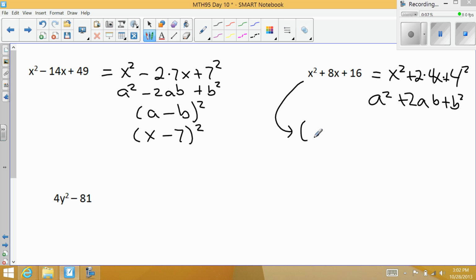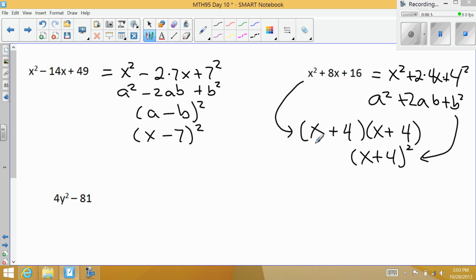Looking at the x squared, I know that factors to x times x. Looking at the 16, I know 16 is probably going to factor to 4 times 4. Since it's a plus 8x, I know I want both of these to be plus, so I have x plus 4 quantity squared as my factored form. So I can get there straight from the formula, or I can always fall back on doing our guess and check or grouping method.